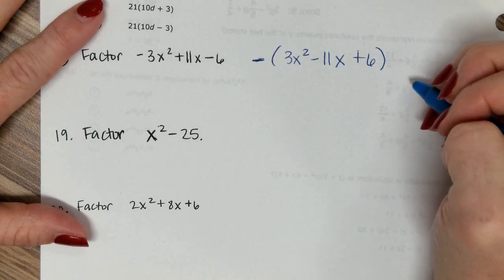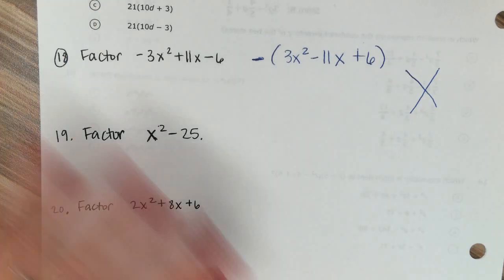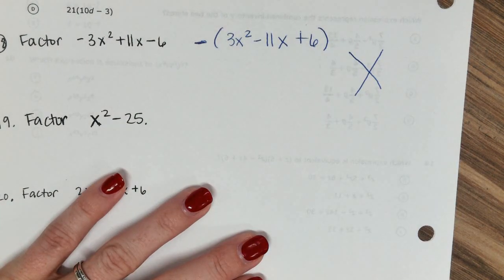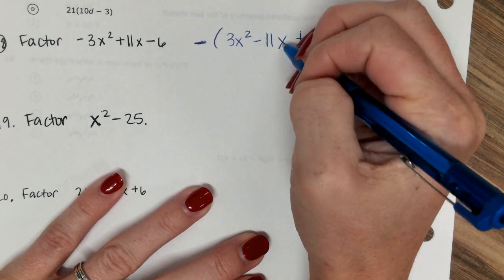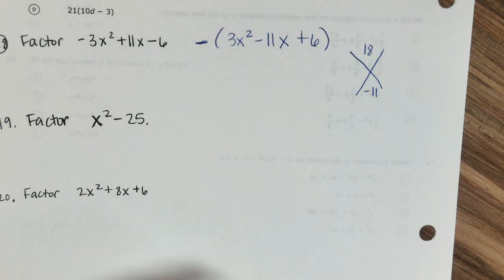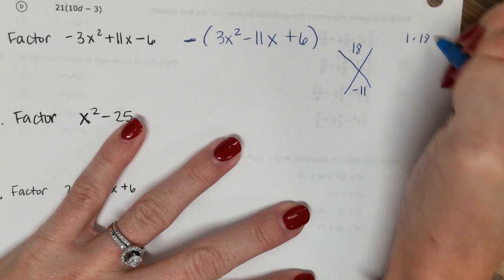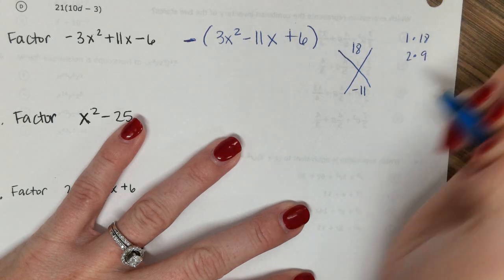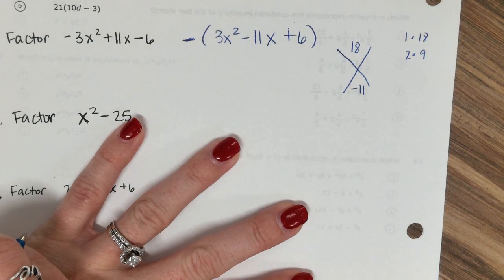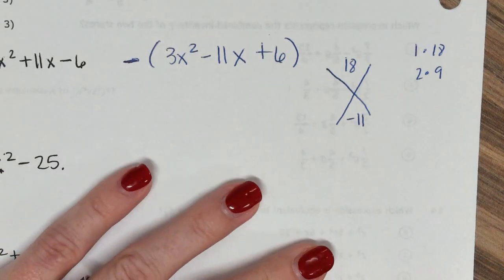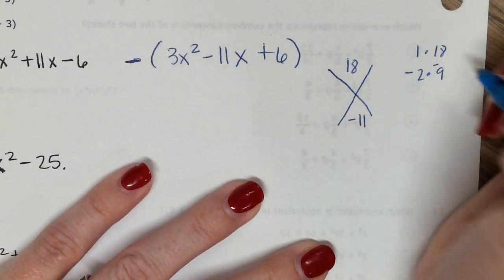You're going to do the X method the same. So what is A times C? 3 times 6 is 18. And what is B? Negative 11. So I'm looking for factors of 18 that add up to negative 11. So what are my factors of 18? 1 times 18, 2 times 9. Would 2 times 9, if I put negatives on them, add up to negative 11? Yes, so this would be a negative, this would be a negative.